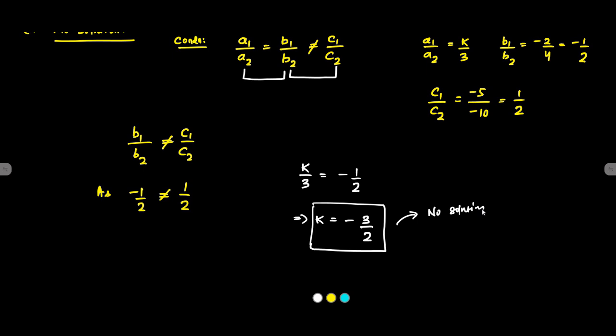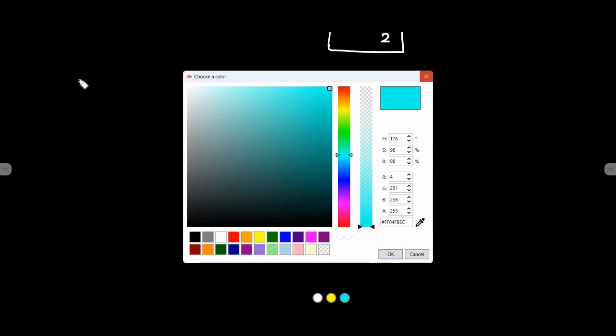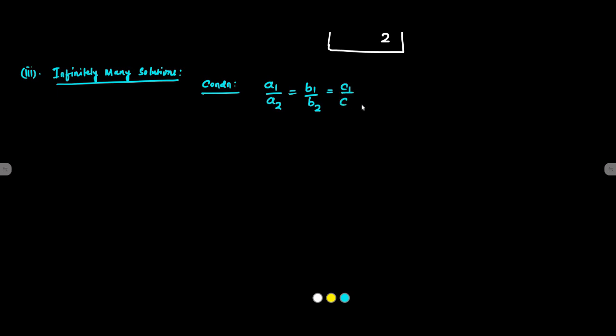Okay, then infinitely many solutions. Bit 3, infinitely many solutions. So for infinitely many solutions, the condition is that a1 by a2 should be equal to b1 by b2 should be equal to c1 by c2. That is the condition for infinitely many solutions.